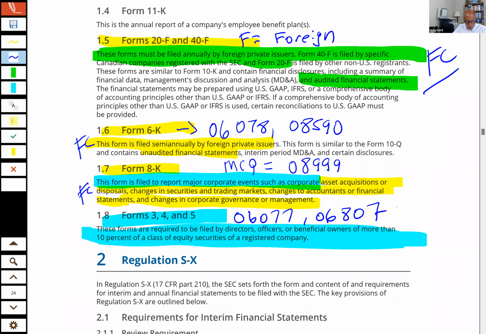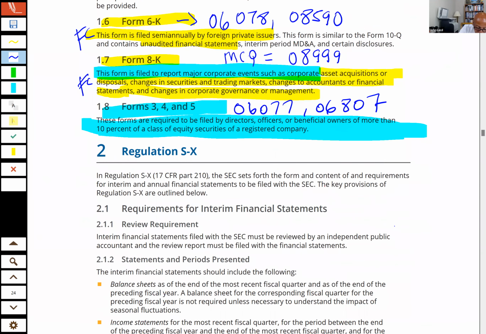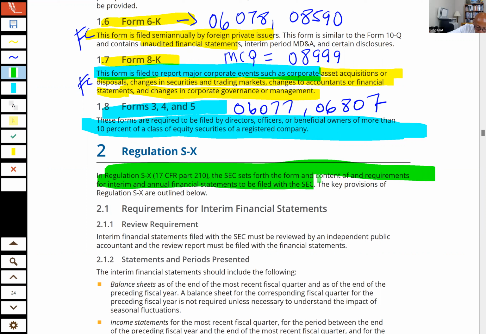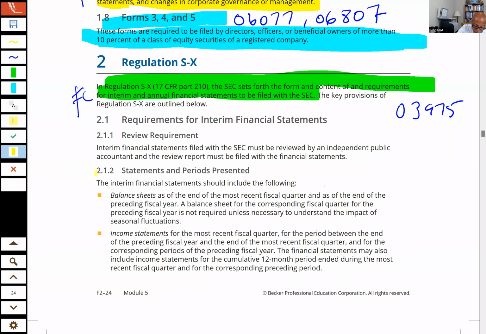Okay, now we also have this Regulation S-X. Okay, and what Regulation S-X does is it sets forth the content and requirements for interim and annual financial statements that are to be filed with the SEC. So just know what that Regulation S-X does, and that is tested in question 03975.